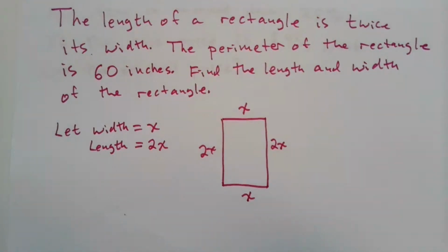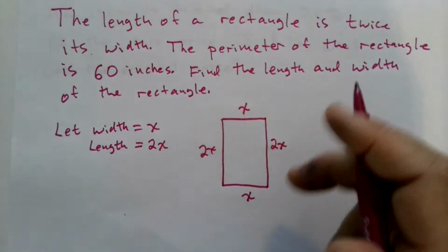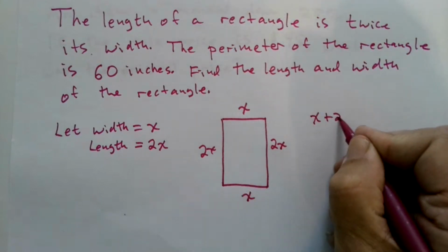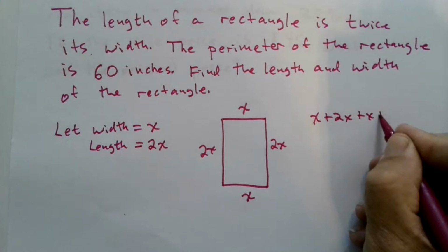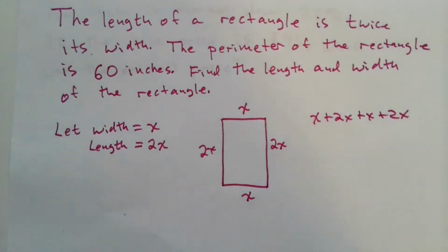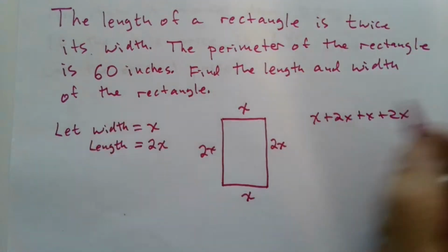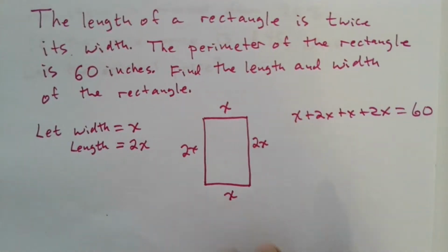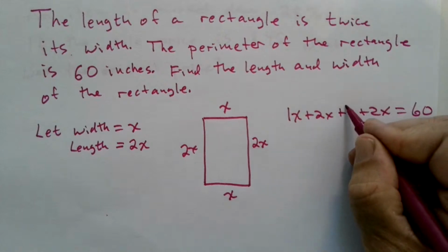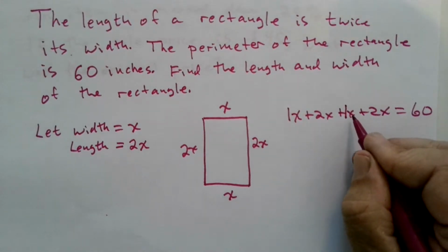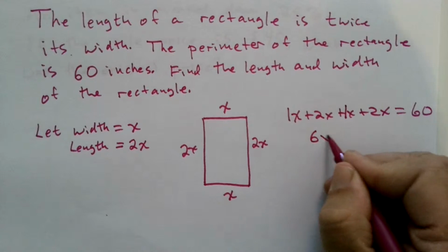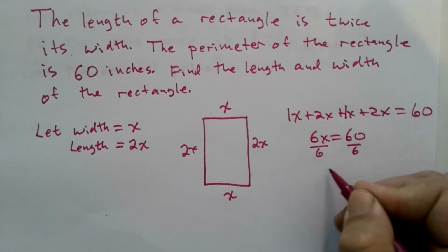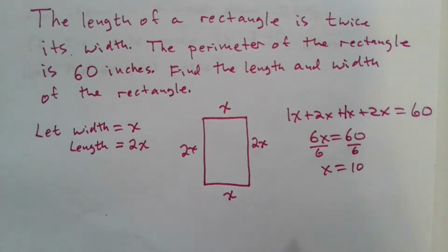So the perimeter requires me to add up all of those pieces. So all the way around, x plus 2x plus x plus 2x is the total perimeter. And what does it tell me the total perimeter is? 60 inches. So if I add all these together, that's 1x plus 2x plus 1x plus 2x: 2x, 3x, 4x, 5x, 6x is 60. So if I divide by 6, x is 10.